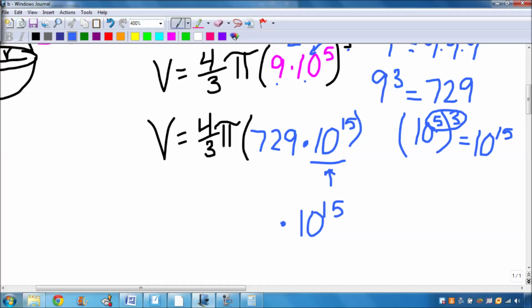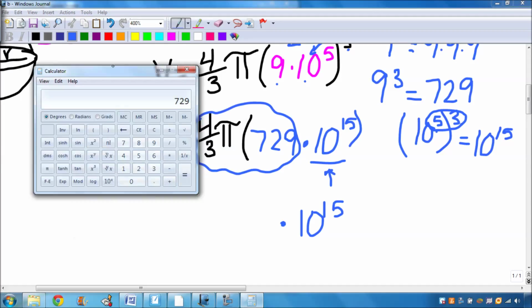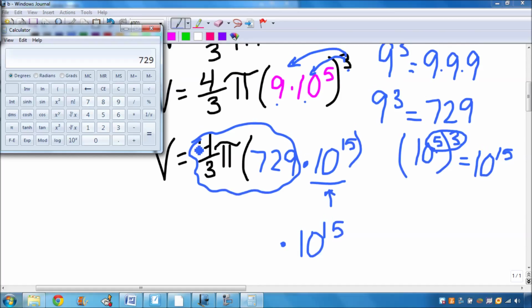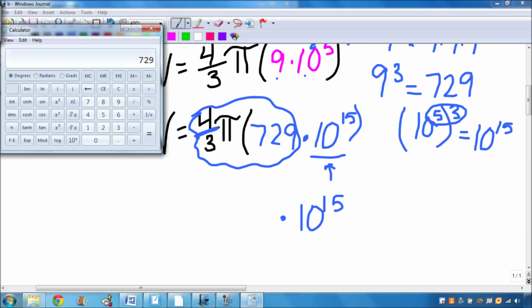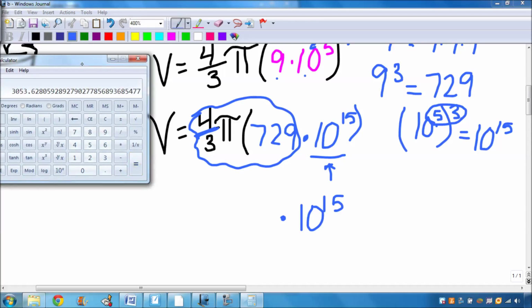Now I have to figure out what this whole thing is right here. So I've got to figure out what 4/3 times pi times 729 is. So let's go ahead and do that. What I'm going to do is type in 4/3. Remember, this division sign right here, or this bar right here, means I'm going to divide. So it just means I'm going to take 4 divided by 3, okay? Multiply that by pi, okay, then multiply that by 729, okay? So I end up getting this big, large number, 3053.628, blah, blah, blah, okay?